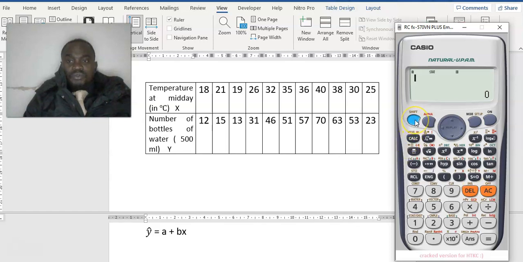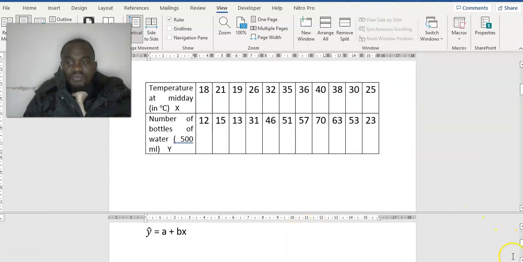Then you move to shift. You come to 1. You see that they've written start at the top here. This shift control, this yellow button. If I press this one, you see this 5, which is regression. So press that one. We want A. A is what? 1. Press equal. It gives us negative 38,5. That is the value for A.